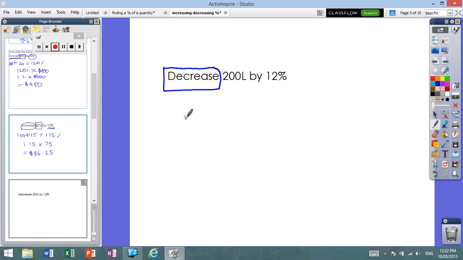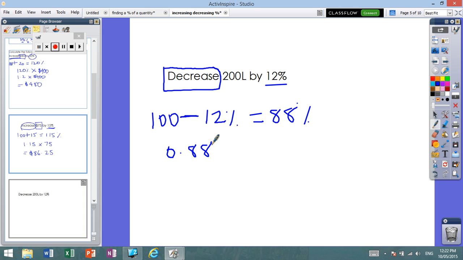We're decreasing, which means minus straight away. We're minusing something from 100. What are we minusing? We're minusing 12%. So 12% minus gives us 88%. So we're working with 88% in this one. 88% is the same as 0.88. We divide it by 100.